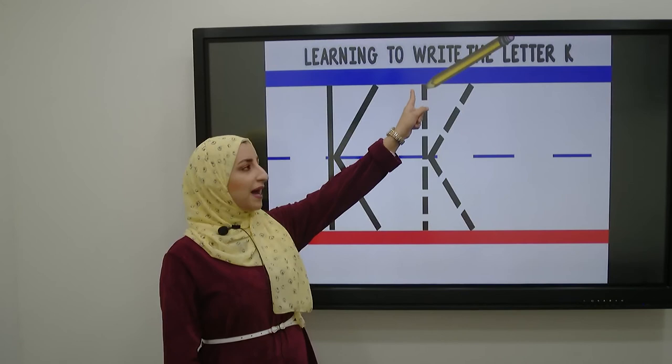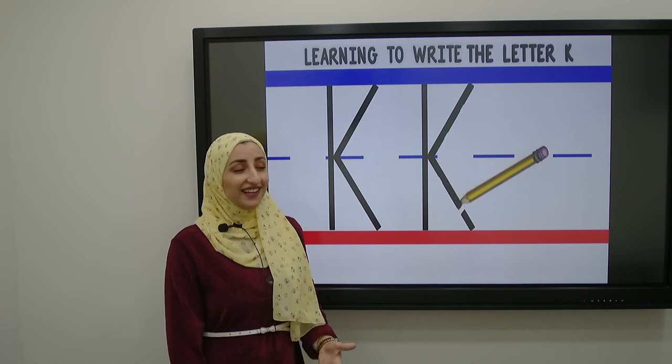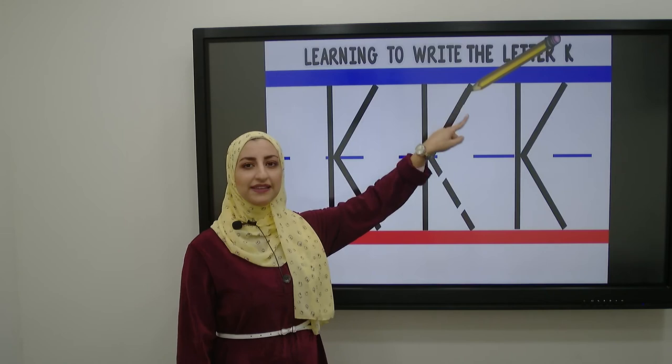Straight line from up to down like this. Okay, go to the middle, slant line up and slant line down. It's so easy, I like it. Let's do it again. To write letter K capital, straight line from up to down and go to the middle, slant line up and slant line down.